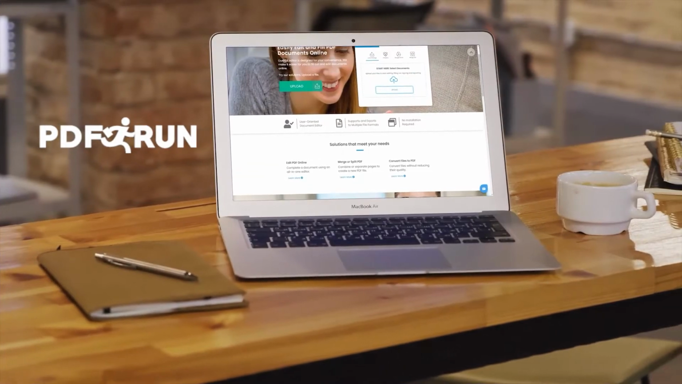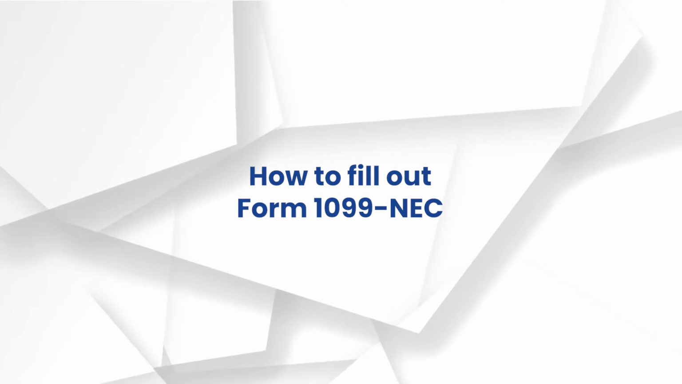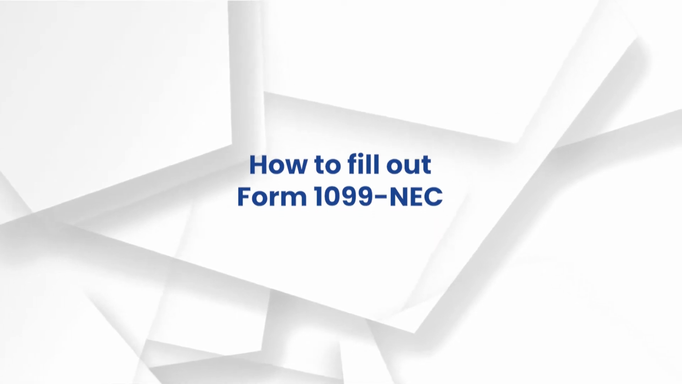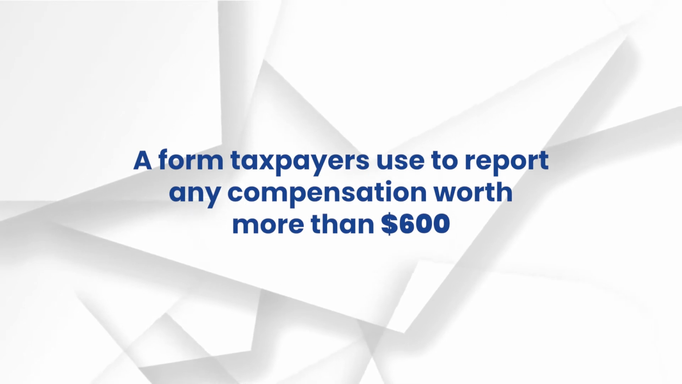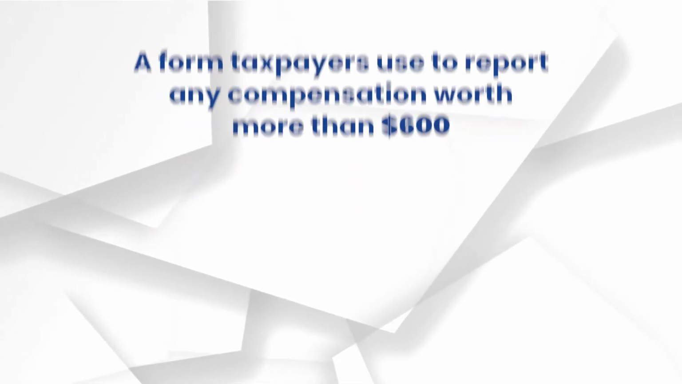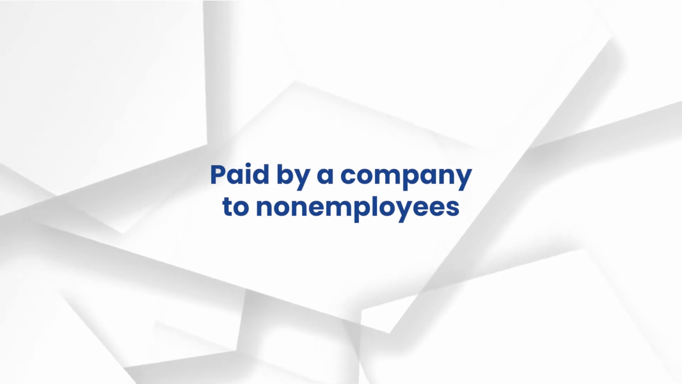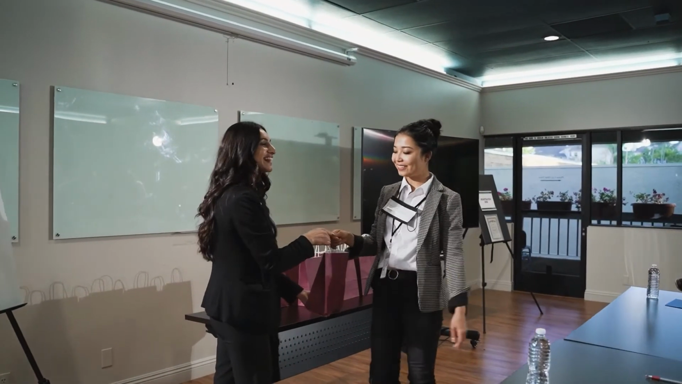Welcome to PDFRun. In this video, we'll guide you on how to fill out Form 1099 NEC. 1099 NEC is a tax form used by taxpayers to report any compensation worth more than $600 and is paid by a company to non-employees. It is also a form used to report benefits, commissions, prizes, and awards for service performed by a non-employee.